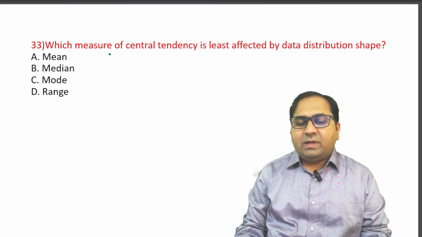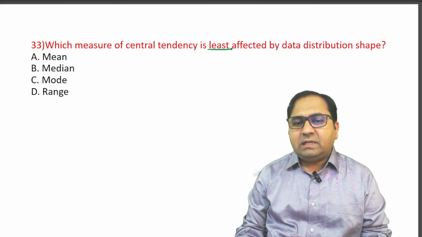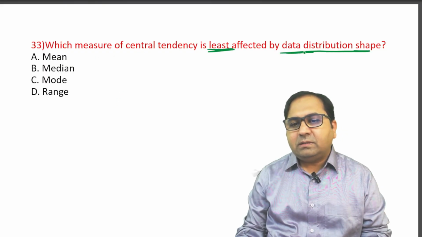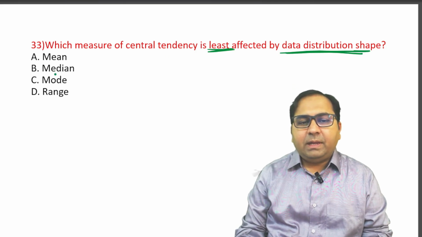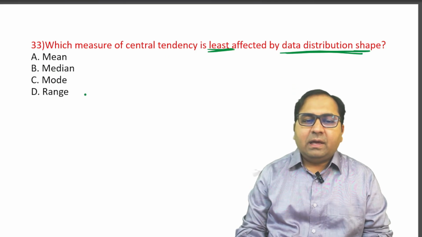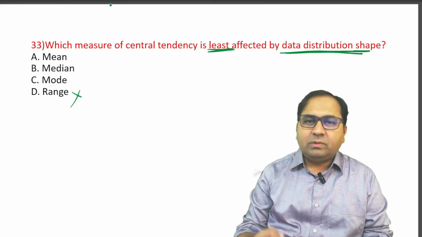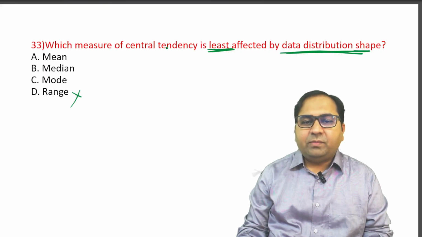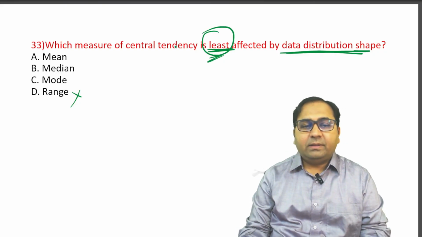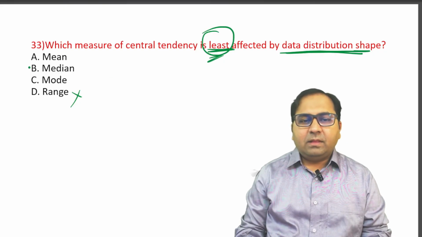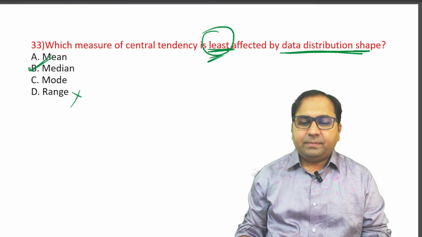Next question. Which measure of central tendency is least affected by the data distribution shape? The options are A. Mean, B. Median, C. Mode or range. Range is not a central tendency, so you remove this option. Okay. So which is least affected? Least, not most. Please remember this point. The answer is that it is the median. Median is least affected by the data distribution shape.